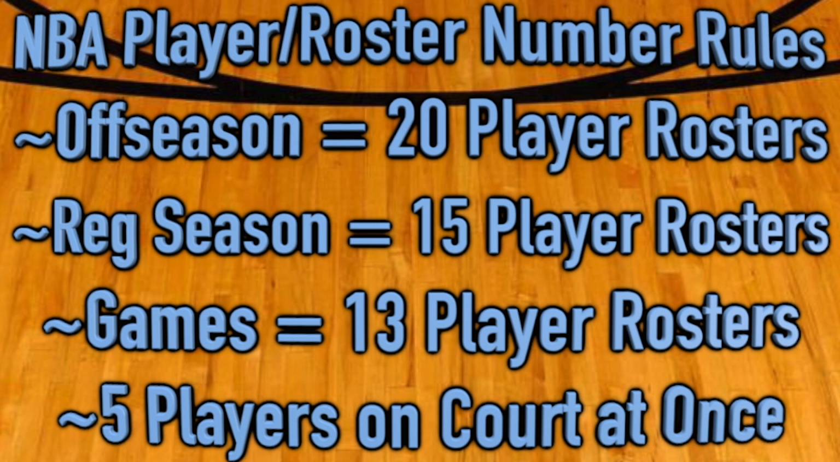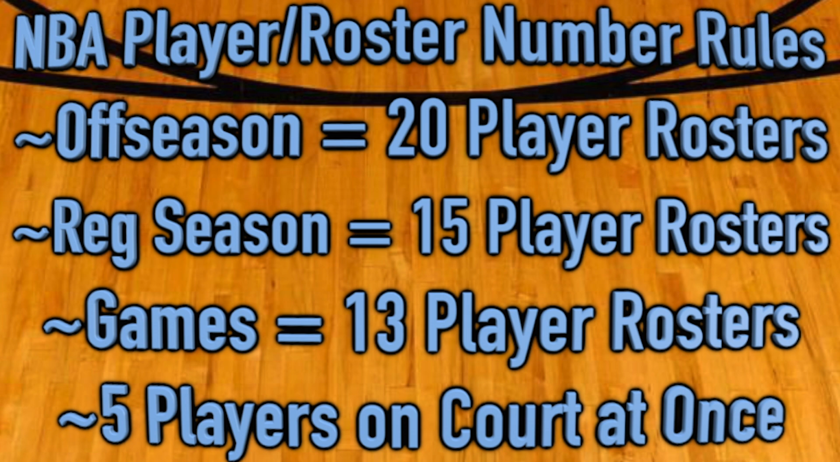In terms of the players on an NBA team, they're allowed to have 20 players over the offseason, but during the regular season, the rosters must be cut down to 15 players. Of those 15 guys, only 13 can be active each game, so 13 players for coaches to choose from each night. Of those 13, 5 players are on the basketball court at once.